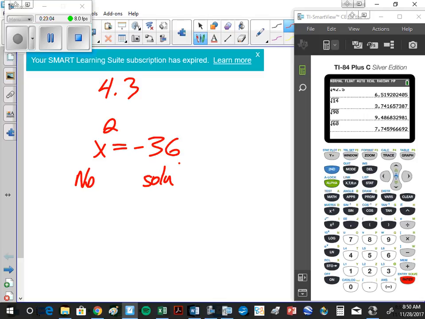But as Micah pointed out, that's not entirely true. There is an answer, but today we don't know how to do it. So instead of saying no solution, we are going to say no real solution, and then later I will teach you how to find the solution. All right.